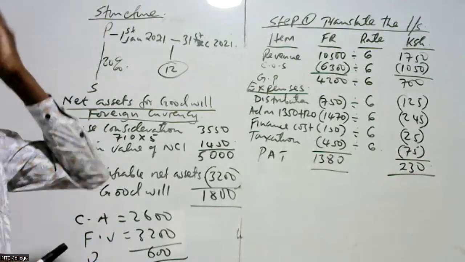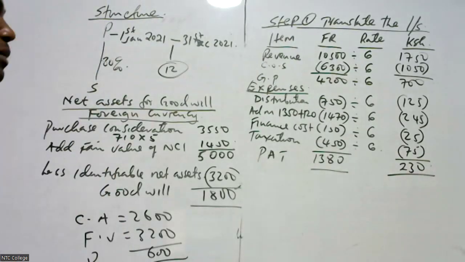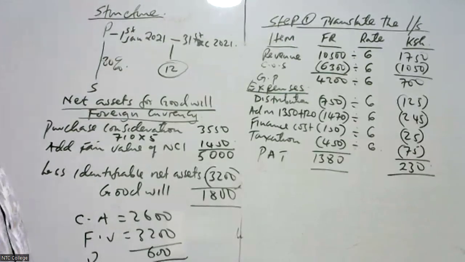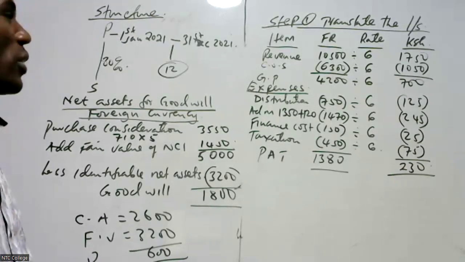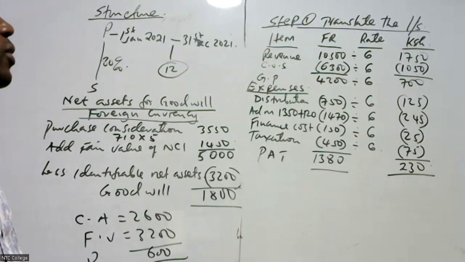Therefore, I'm done with the income statement. That is how you translate the income statement. Now, our income statement is no longer foreign. It is now in Kenya shillings. That is how you translate the income statement, very easy. It's no longer a foreign question.